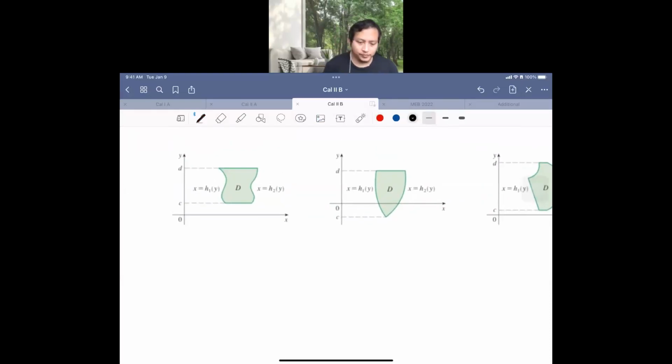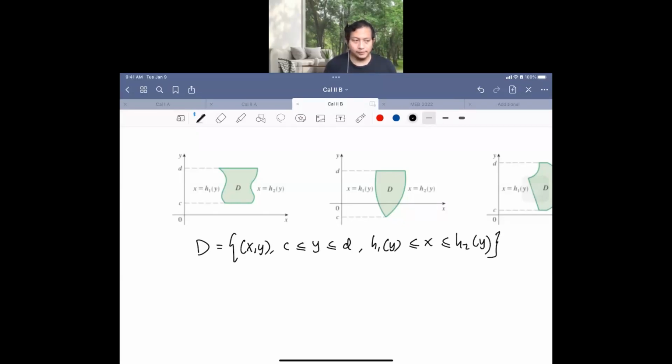So we have d, which is the constant for y, and then x will be a function of y. So we will have h1 of y less than x less than h2 of y.